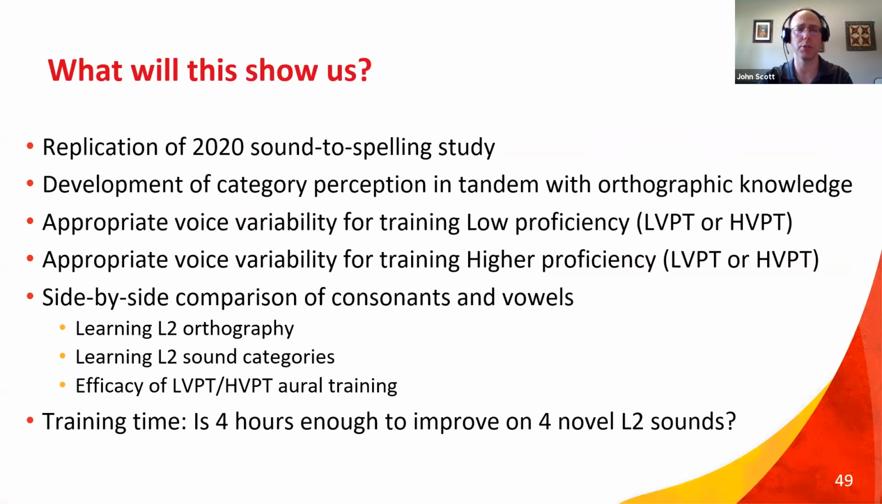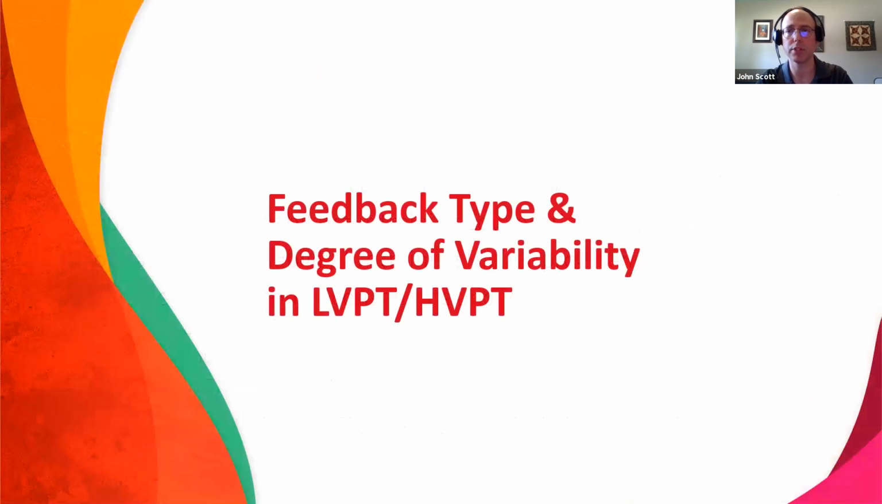And what this should show us, it won't be a replication of our previous study with the spelling, but it also expands to look at the development of category perception as it connects to orthography, which is not commonly done in the literature. We'll get some sense of what level of variability is best for what proficiency level. And then we'll also be able to compare consonants and vowels side by side in a number of ways, because many studies focus on just a couple sounds, maybe 2 consonants or 2 vowels. And then we'll see, is 4 hours even enough to get these effects? And then I'll hand it over to Lisa to explain the final study.